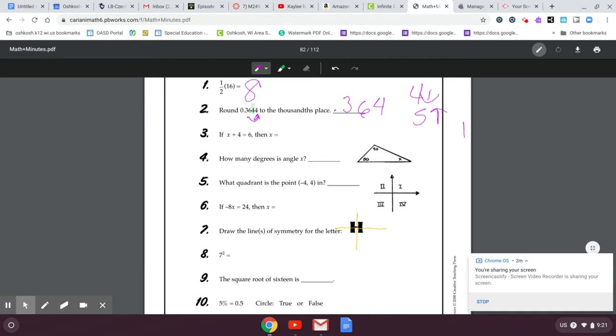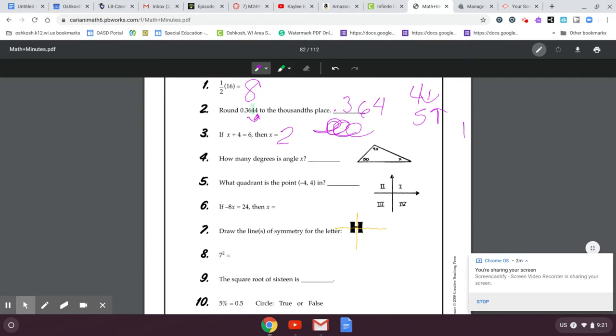Rewrite the 2 over here. How many degrees is angle X? This is something that we haven't talked about yet in our math minutes. And remember that our math minutes, a lot of it is spirals. So we preview things that we haven't seen yet, and then we go back and review things that we have seen, and then we preview, and then we go back.